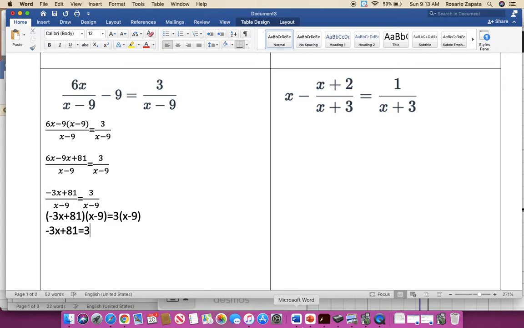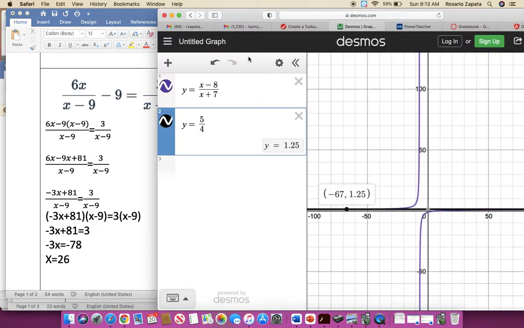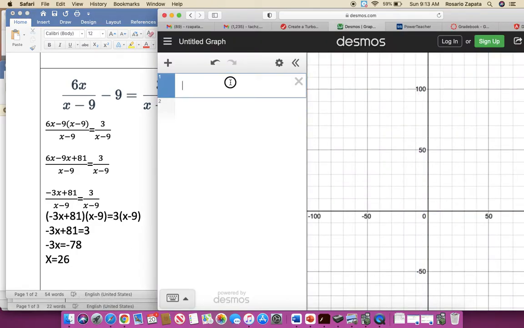If they are not the same, of course, you cannot do that. And so we will subtract 81 on each side of the equation, and that's negative 3x is equal to negative 78. Okay, and then we'll divide negative 3 on both sides, and so x equals positive 26. And so let's check if our answer is correct or not.